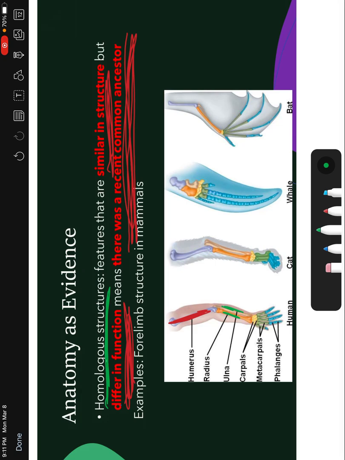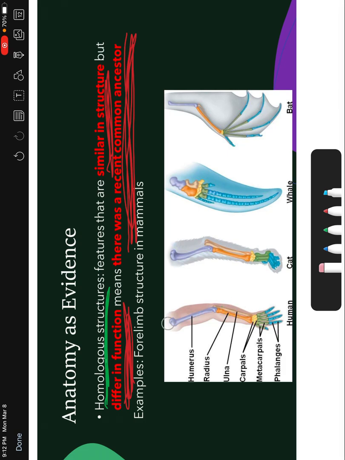And those structures are going to make up your forearm. Then we have the carpals, which make up your wrist, your metacarpals, which make up the palm of your hand, and then finally your phalanges, which are your fingers, the actual digits that you move. So your metacarpals will just be your palm.